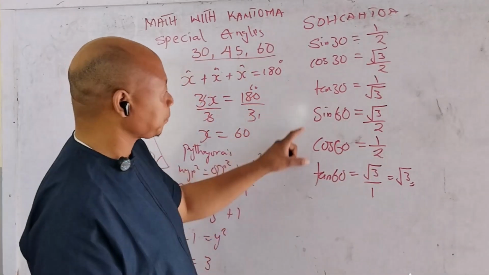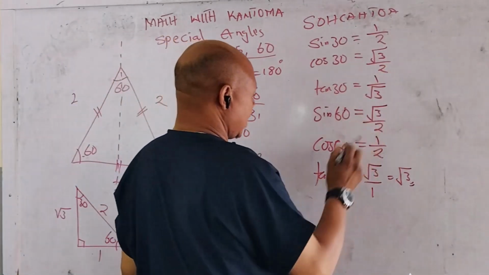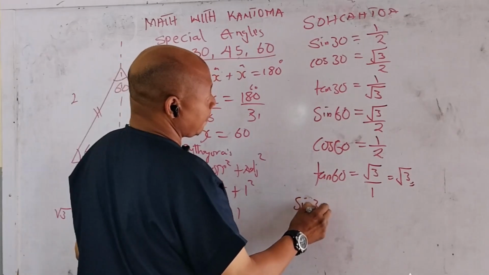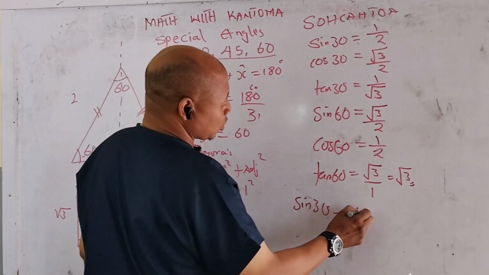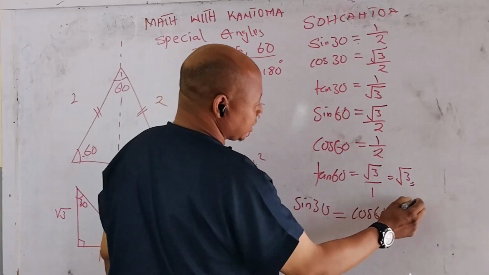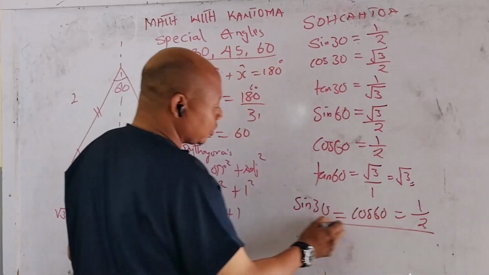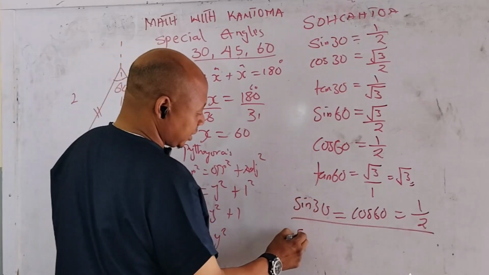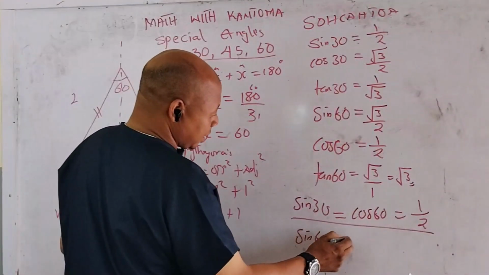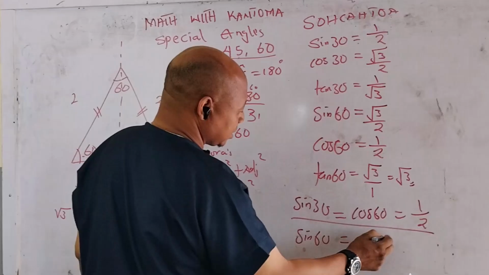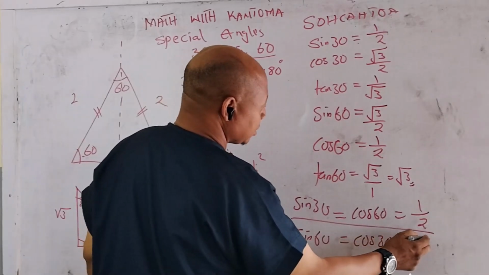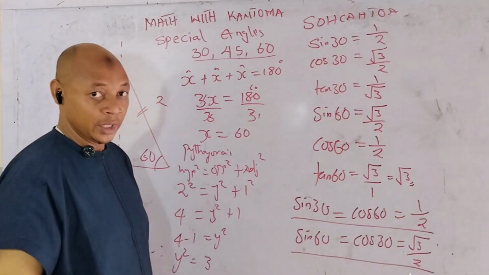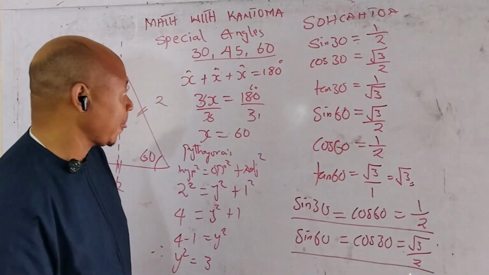So now if we compare this, we will notice that the value of sine 30 is the same thing as cos 60, which is the same thing as 1 over 2. So these values are equal. And also, we notice that sine 60 is the same thing as cos 30 and is the same thing as root 3 over 2. So these values are also equal. So this is one thing we should take note.